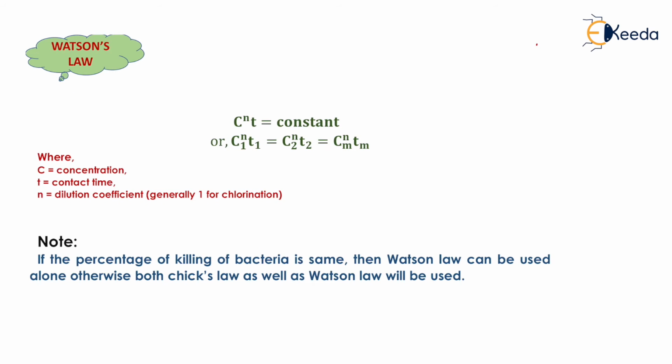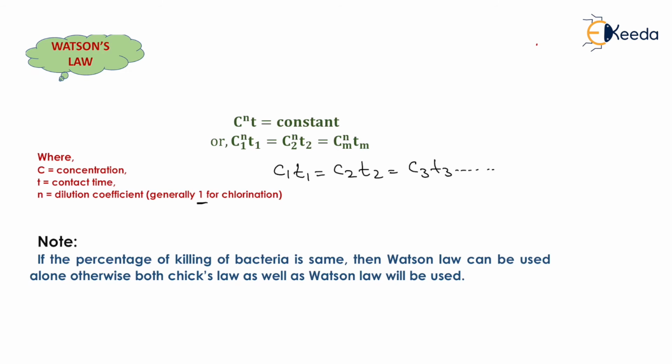Next is Watson's law. Watson's law says that Cⁿt, that is concentration to the power n into t, is equal to a constant. It means that C₁t₁ equals C₂t₂. And for chlorination, the value of n is generally equal to 1. So we can say that for chlorination, the formula is C₁t₁ = C₂t₂ = C₃t₃ and so on.